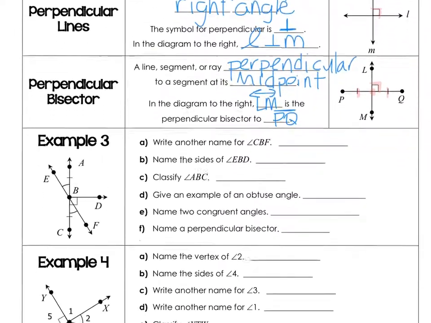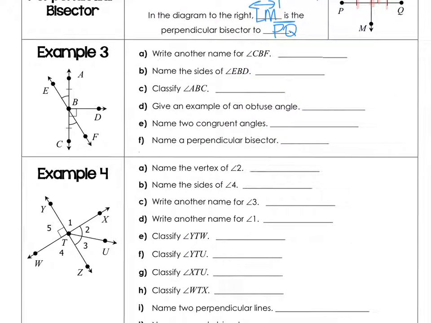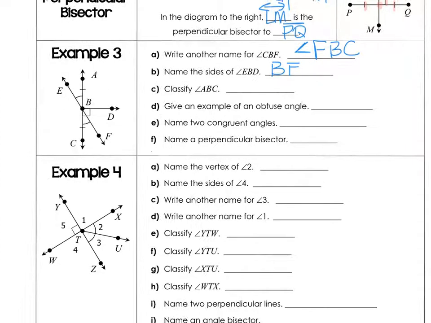Okay, in our examples, we're going to have a little bit of a review from the prior notes for writing names. So write another name for angle CBF. The easiest way to write a name is just to reverse the order. The sides of an angle are the two rays. So the sides of angle EBD would be the ray BE, it's a ray, and the ray BD. And you have to make sure it starts with the vertex.